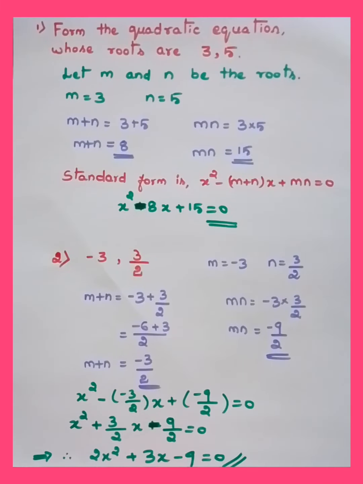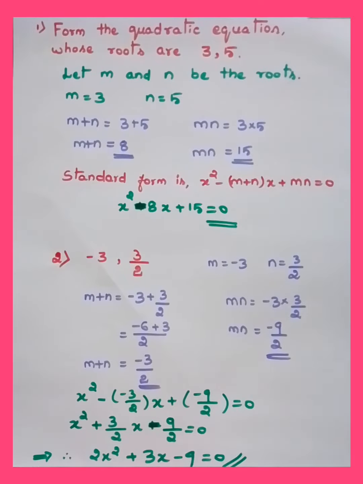We shall move to a few solutions. Form the quadratic equation whose roots are 3, 5. Let m and n be the roots. Then m will be 3, n is equal to 5. What is the sum of the roots? m plus n is equal to 3 plus 5, that is equal to 8. m into n is equal to 3 into 5, 3 fives are 15. Therefore, substitute in the standard equation, x² minus of m plus n into x plus m into n is equal to 0. x² written as it is, minus m plus n is 8, so 8 into x is 8x, plus m into n is plus 15, is equal to 0.